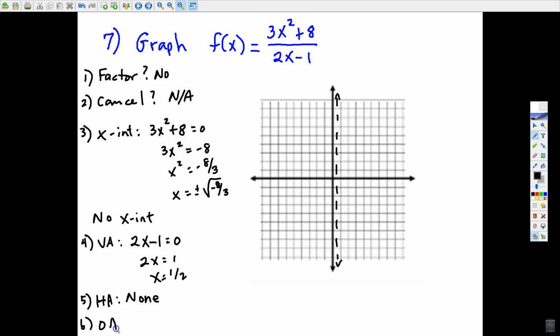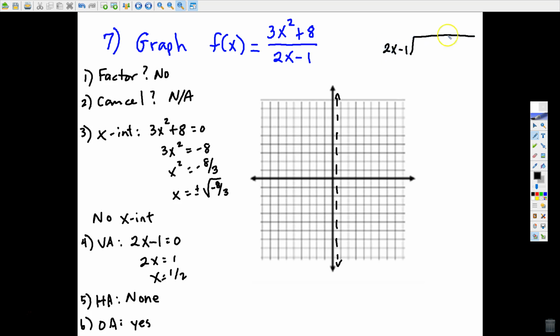Okay, what about an oblique asymptote? Well, to be oblique, the numerator degree has to be 1 larger than the denominator. That checks. There also cannot be any matching factors that will cancel between the numerator and the denominator. That checks. So we are going to have an oblique asymptote, and how we find it is with long division. Okay, so maybe I can squeeze that in over here.